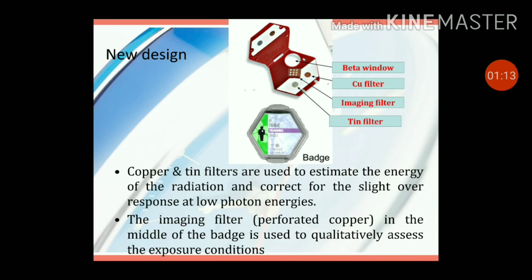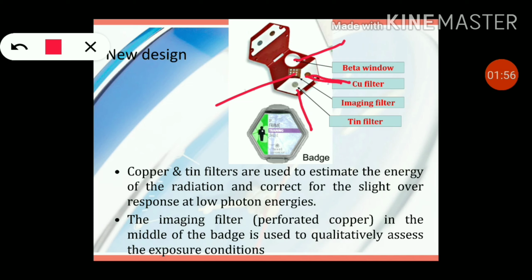So as you can see, this is a beta window, and this is a copper filter, and this is a tin filter, and in the middle you can see the imaging filter, that is a perforated copper in the middle of the batch that is used to qualitatively assess the exposure conditions. The copper and tin filters are used to estimate the energy of the radiation and give the correction over the response at lower photon energies.